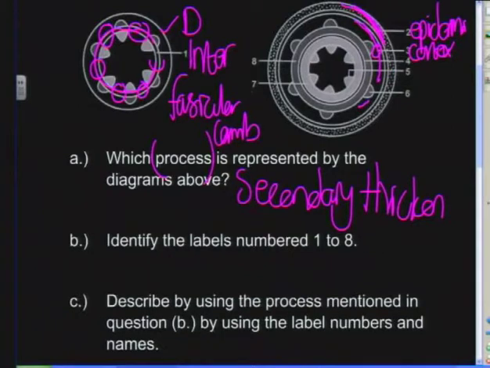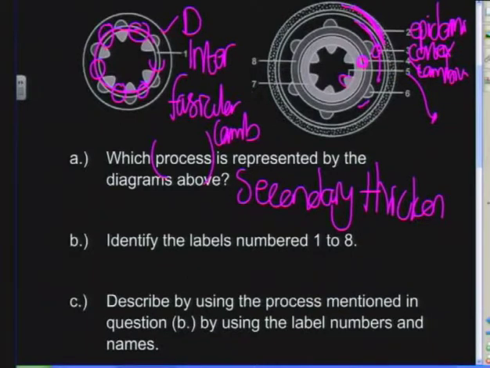Where does number 4 go? Number 4 is pointing to the middle one. That is going to be my cambium. Sorry, let me just make an arrow there and rub out quickly for you. My writing's much too big for the space I've allowed myself. Okay, so that's going to be my cambium, number 4.